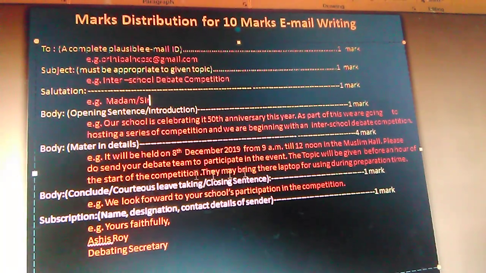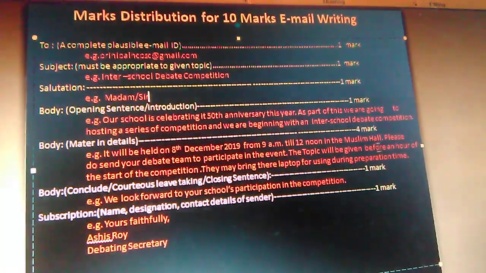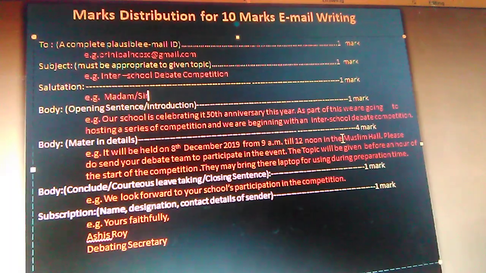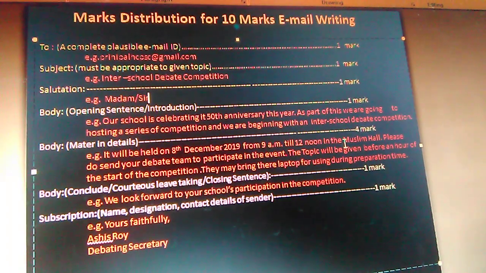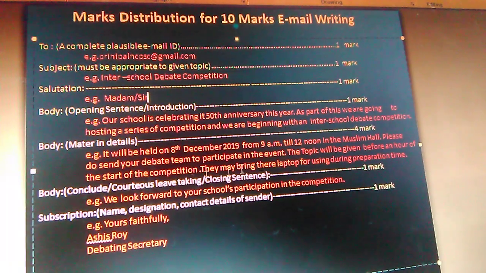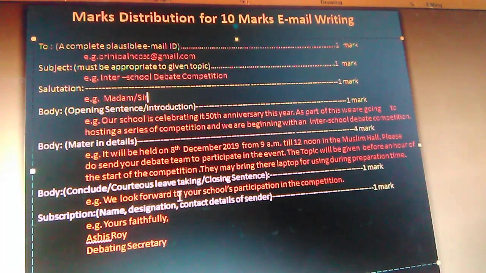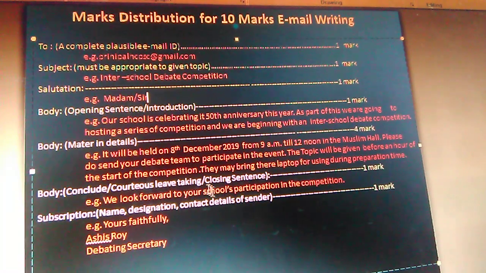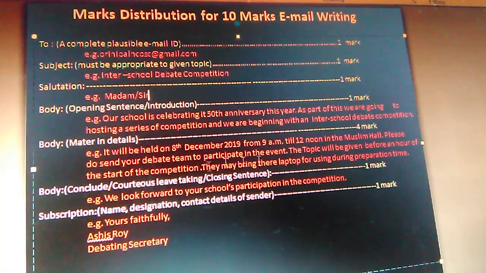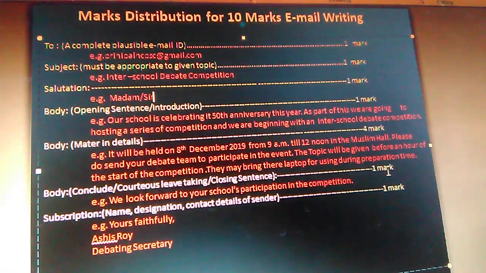So these are the details. For this, there are 4 marks. You have to explain in detail the procedure of the program. Body, concluding courteous leave-taking or closing sentence. If you can write this one, then you will get 1 mark.